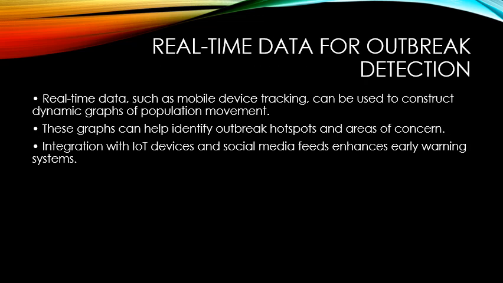Real-time data for outbreak detection. Real-time data, such as mobile device tracking, can be used to construct dynamic graphs of population movements. These graphs can help identify outbreak hotspots and areas of concern. Integration with IoT devices and social media feeds enhances early warning systems.